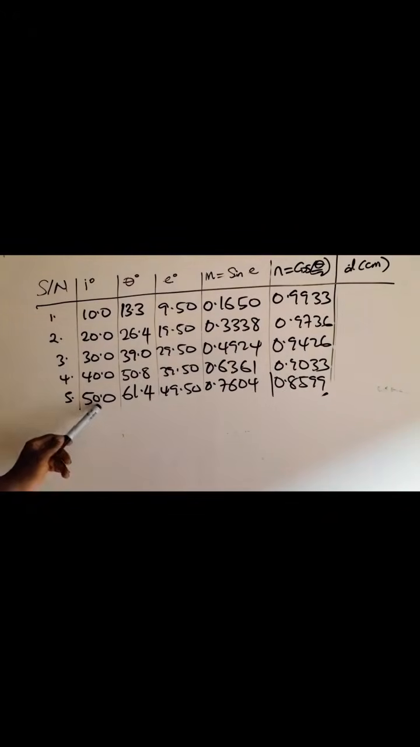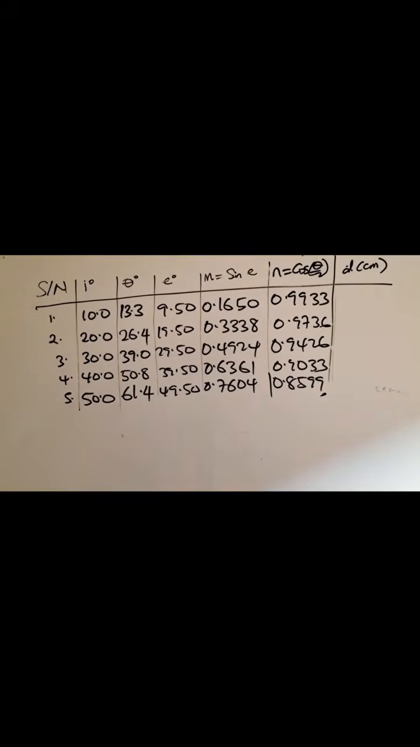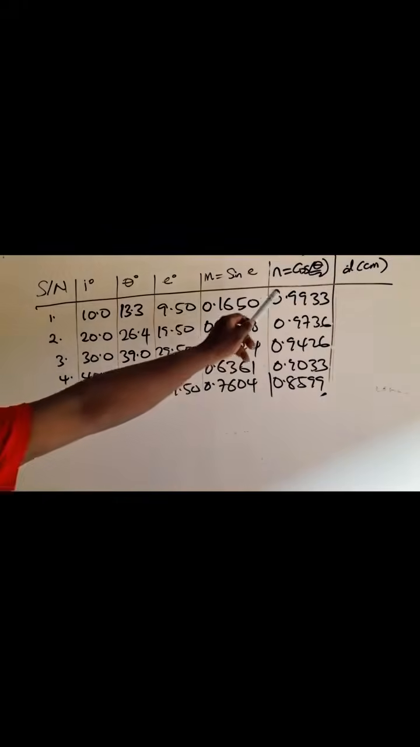When incidence angle is 50 degrees, theta is 61.4, and then emergence is 49.5. Then sine E, sine of angle of emergence, sine of 49.5, is 0.7604. Cos theta over 2, theta here is... So we have these values here.